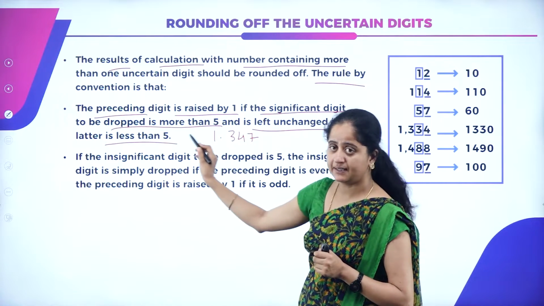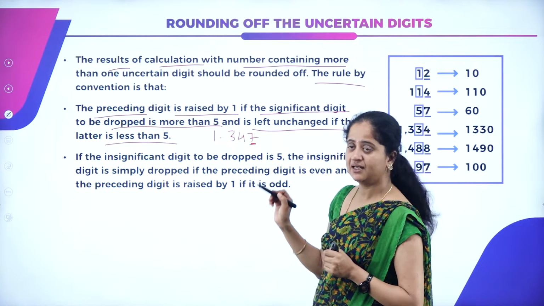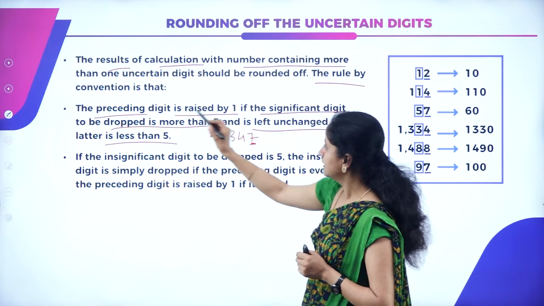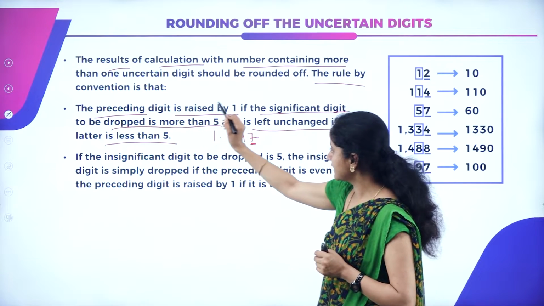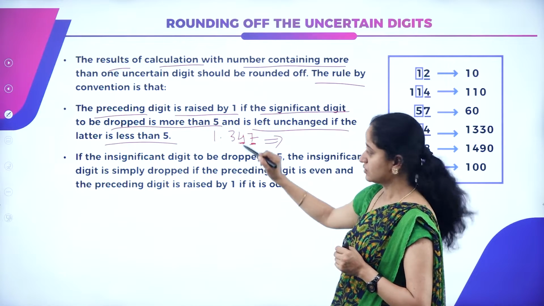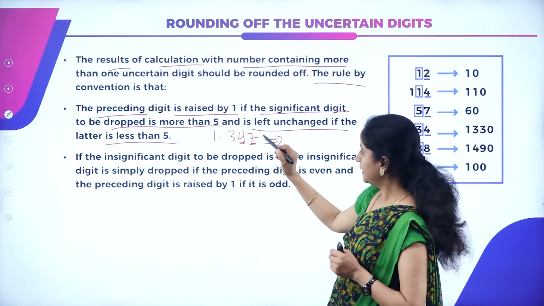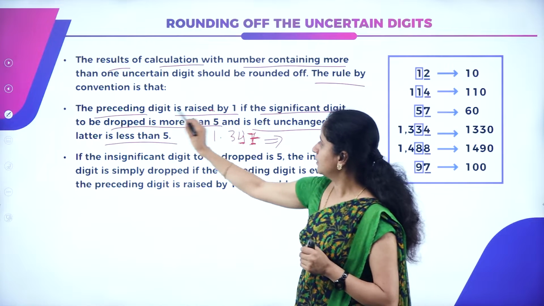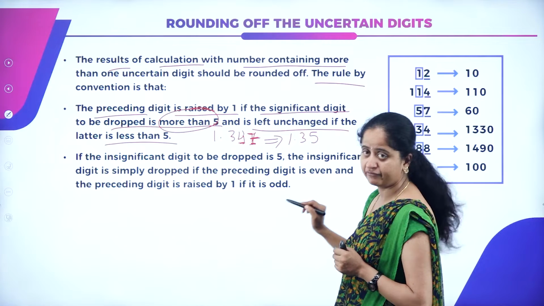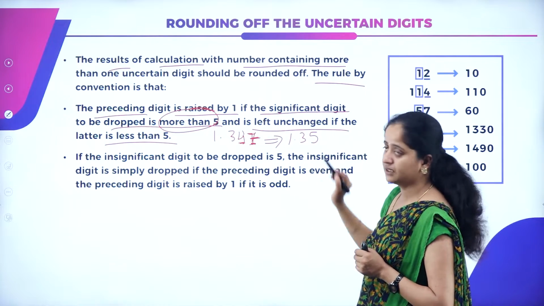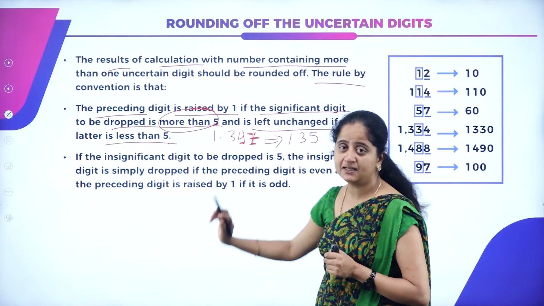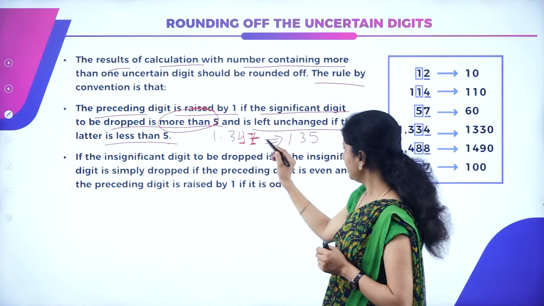1.347, this is a number. So now the 7 is more than 5, or it is greater than 5. So in this case, as per the rule, the preceding digit is raised by 1. Here in this example, the preceding digit is 4. So this has to be raised by 1 because the number 7 is more than 5. So the answer will become 1.35. Since it is raised by 1, I have written 1.35. And this is left unchanged if the latter is less than 5. Which means what? It can be left unchanged.